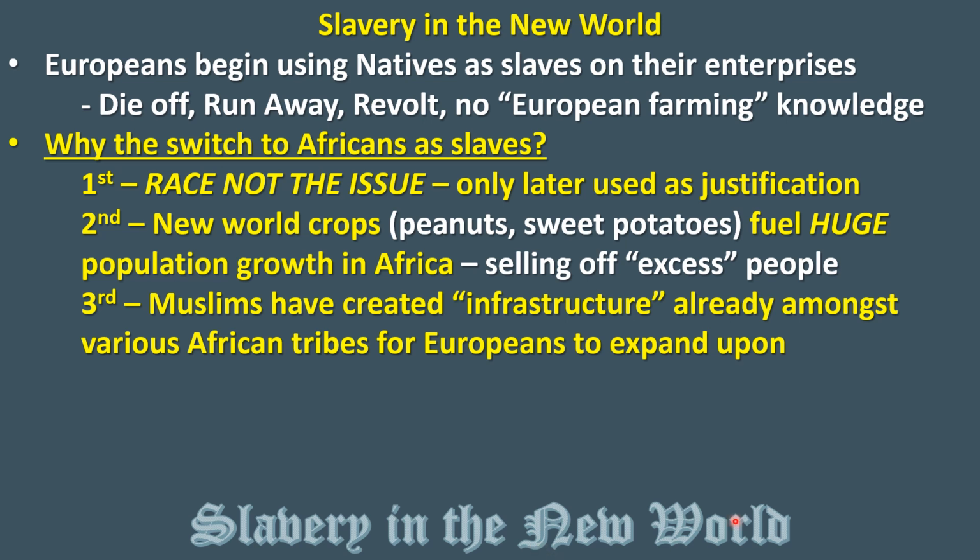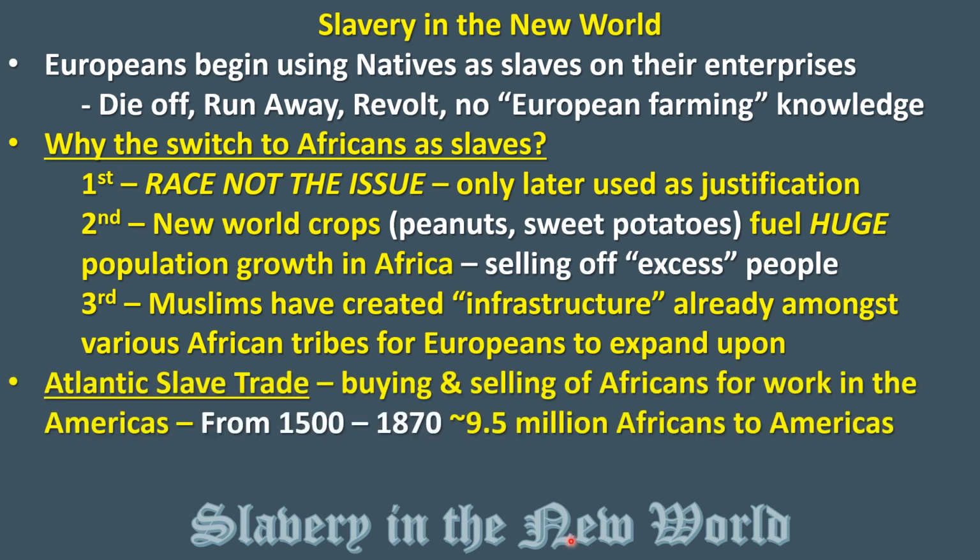Particularly when we focus on slavery in the New World, this is going to begin the Atlantic slave trade. And this is the buying and selling of Africans for work in the Americas. From 1500 to 1870, it's estimated that about 9.5 million Africans are shipped to the Americas. If you start to study the number of people being enslaved and shipped across the Atlantic Ocean, you can get some crazy statistics: before the year 1800, 4 out of every 5 women who crossed the Atlantic were African slaves. That's the amount of numbers of people that are doing that.